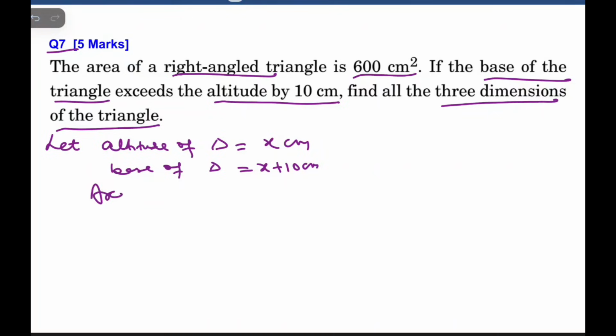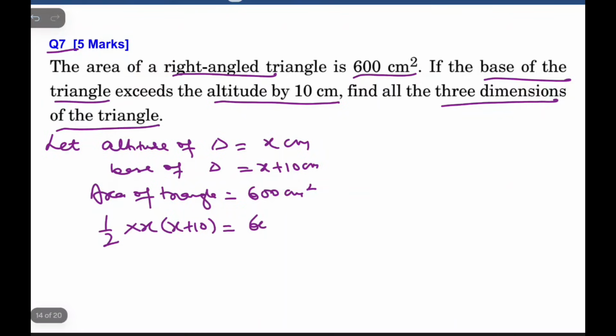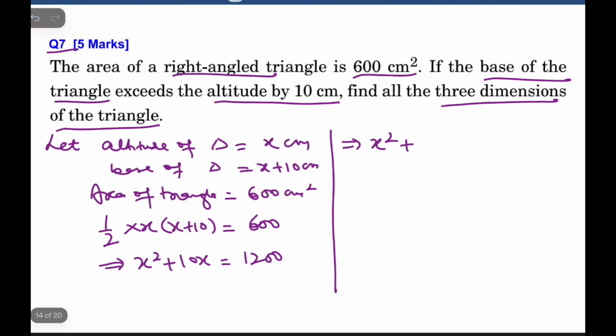Now it is given that the area of the triangle is equal to 600 centimeter square. Now we know that the area of a triangle is half base times altitude. So half times x times x plus 10 will be equal to 600. That implies x square plus 10x is equal to 1200. That implies x square plus 10x minus 1200 is equal to 0.